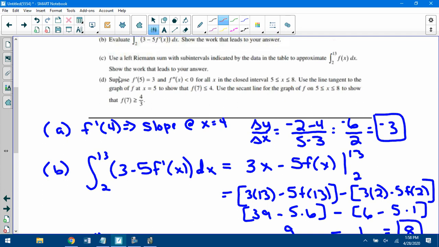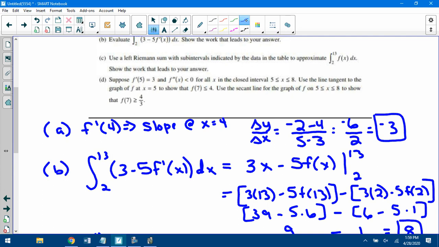Suppose f prime of 5 equals 3. F double prime is negative for all x in the closed interval from 5 to 8. Use the line tangent to the graph of f at x equals 5 to show that f of 7 is less than or equal to 4. And use the secant line to the graph of f between 5 and 8 to show that f of 7 is greater than or equal to 4/3.